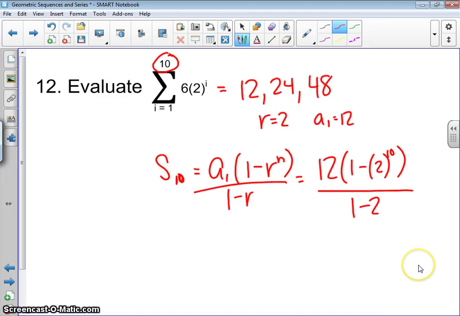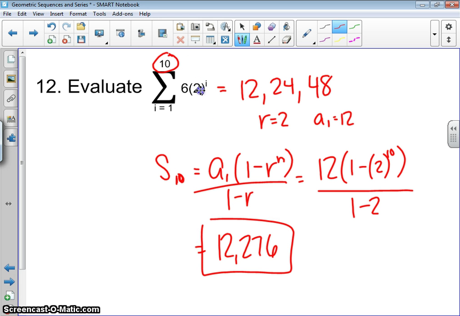So 12,276 would be my sum for this sequence. And so I think this is easier maybe rather than finding all 10 terms and then adding them up to find this sum. Alright, so one more problem.